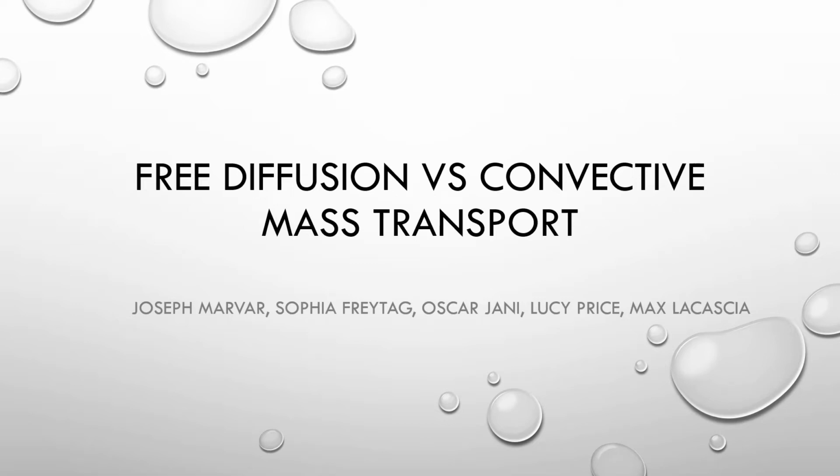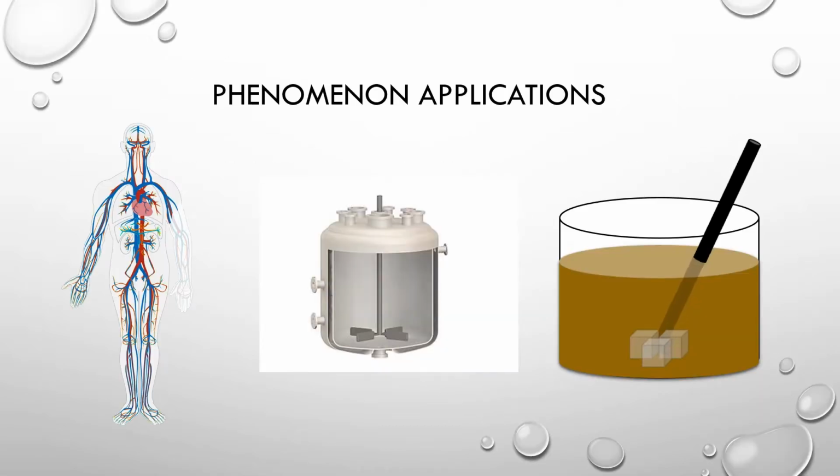Hello! Welcome to a journey through the comparison of the effects of free diffusion versus convective mass transfer. The mechanisms of mass transfer are seen almost everywhere we look. For instance, it is the speed limit for chemical reactions, including all critical biological functions, from the uptake of nutrients during digestion to the CO2-oxygen exchange in our lungs.